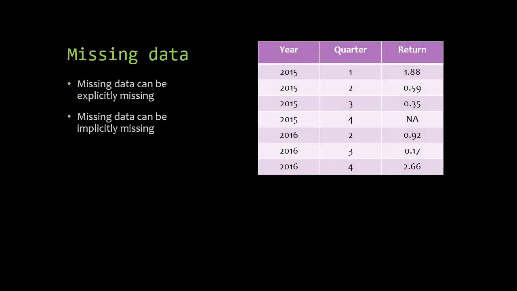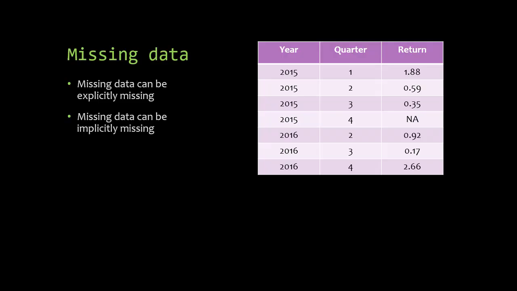We're going to look at the important topic of missing data. Missing data can be explicitly missing, or missing data can be implicitly missing. Here's a data set that gives an example of both. Look at the return for the fourth quarter of 2015. It's explicitly missing. We have NA, which of course is missing data in R.